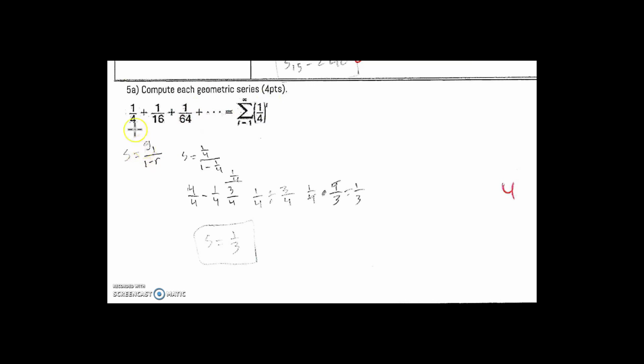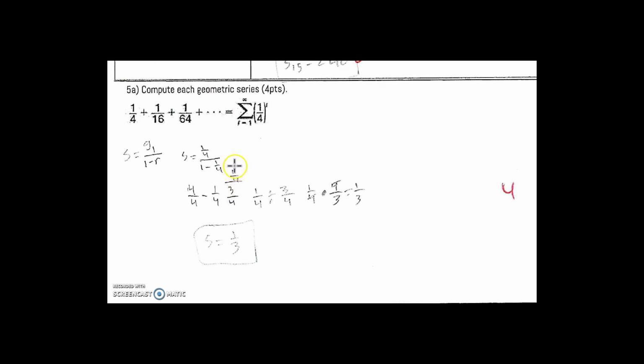So here, the first number on the list is 1/4. 1 minus r. r is our ratio. The ratio is the base. Right here it has an exponent, so 1/4. Then the student wrote 1/4 over 4 over 4. So 1 is 4 over 4 minus 1 over 4 is 3 over 4. So you have 1/4 divided by 3/4.